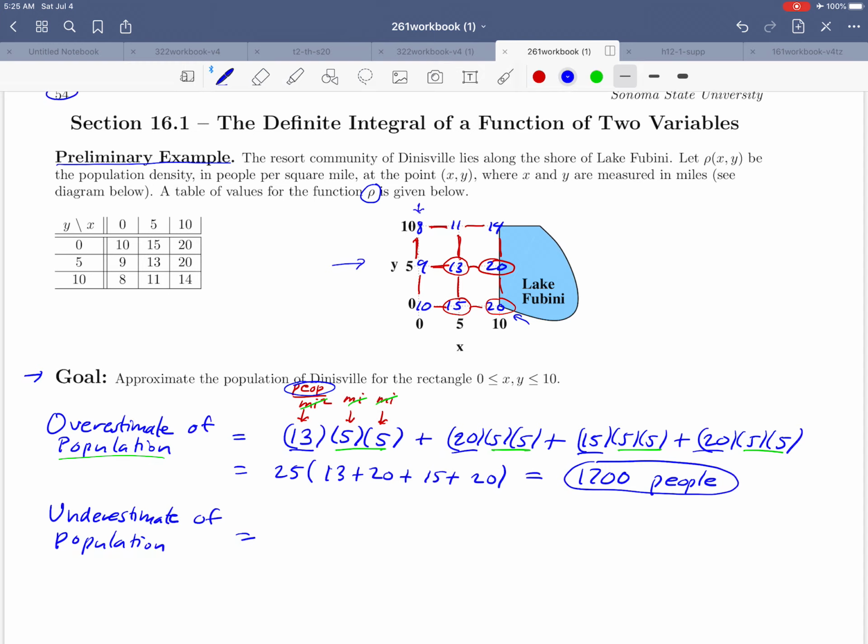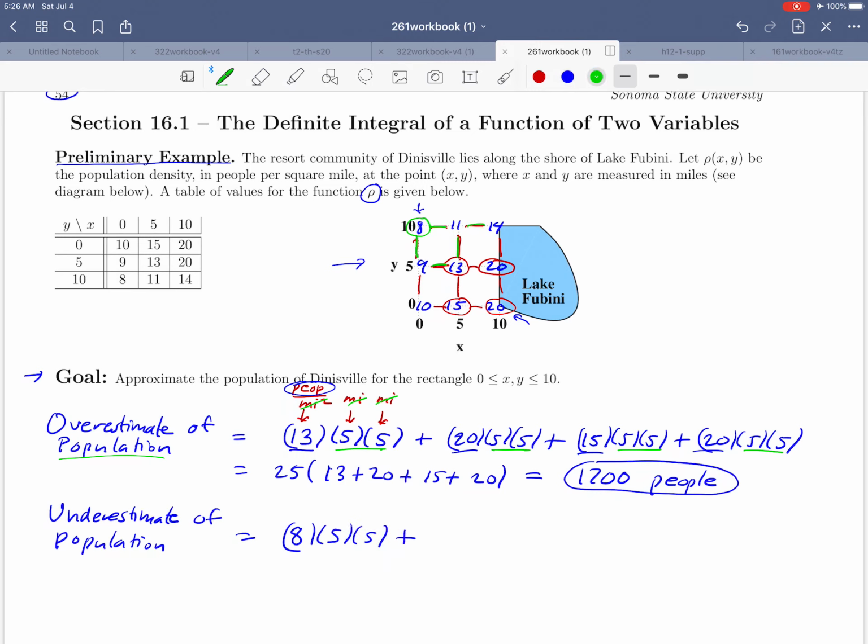Okay, and to do this, same process, but now in each of these squares, we're going to look at the smallest populations and multiply them by their areas. Okay, so for the square in the upper left, what would be the lowest population density? It would be the 8 in the upper left-hand corner. And so we're going to take 8 times the area of the square.